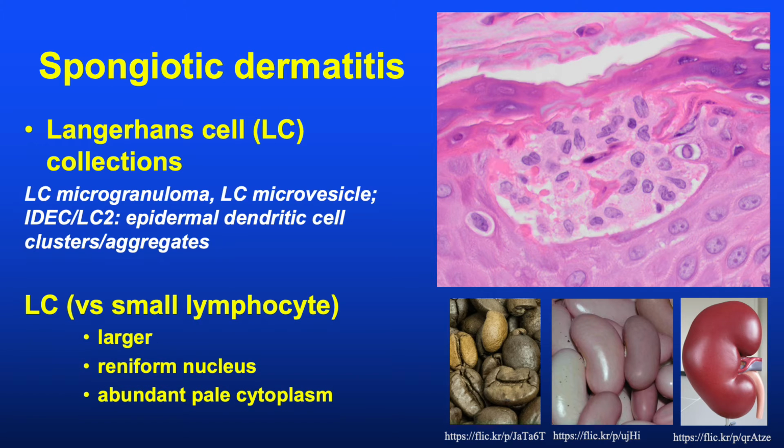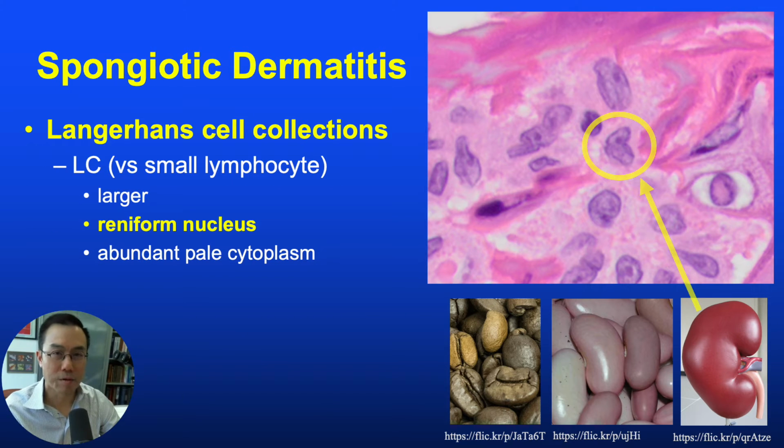There are a variety of synonyms for the Langerhans cell collection, including the LC microgranuloma and LC microvesicle, and these newer terms, such as the inflammatory dendritic epidermal cell, also known as type 2 Langerhans cell, reflect advanced understanding in the pathogenesis of spongiotic dermatitis. Specifically, the collections of Langerhans cells are not thought to be the resident Langerhans cells of the skin, but rather similar cells that are recruited in during active dermatitis.